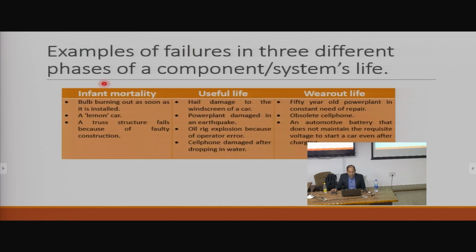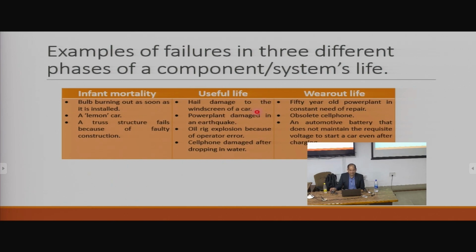Okay, so here I have a few examples. For infant mortality, you could say a bulb burning out as soon as it is installed. A manufacturing defect or something like that. A lemon car. I don't know if you're familiar with that term. A car that has some manufacturing defects that, you know, you buy it and it just keeps going back to the shop right away. So they call it a lemon. At least that's the US terminology. And then a truss structure fails because of faulty construction. We had a failure recently in, I think, South Korea, right? That a span just collapsed.